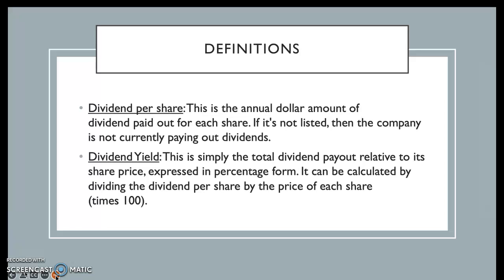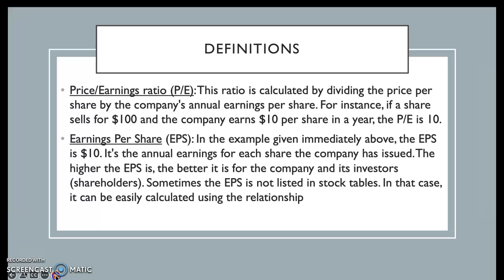Dividend yield. This is simply the total dividend payout relative to its share price expressed in percentage form. So you can calculate this by dividing the dividend per share, which is found in that first definition, by the price of each share. Then to change it to a percent, we multiply by 100.